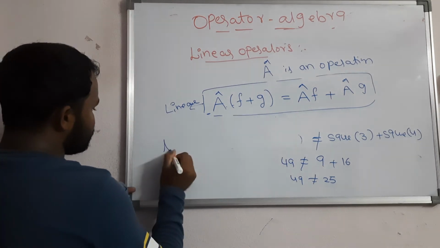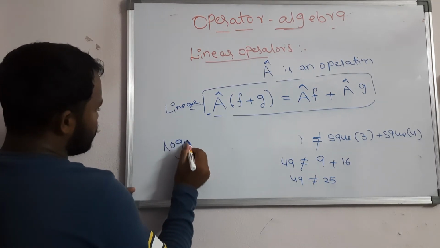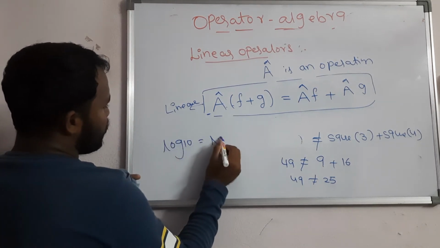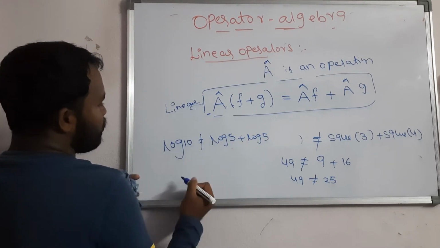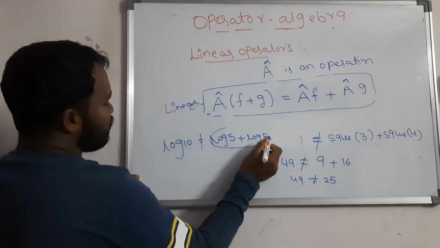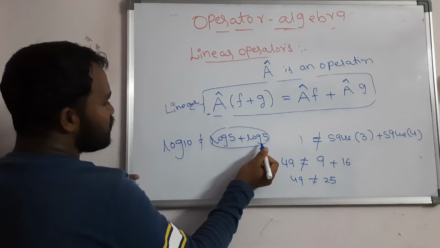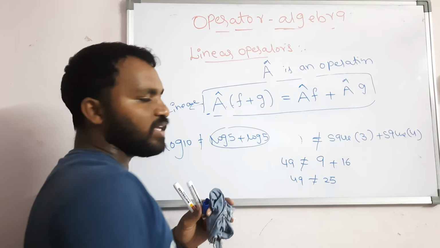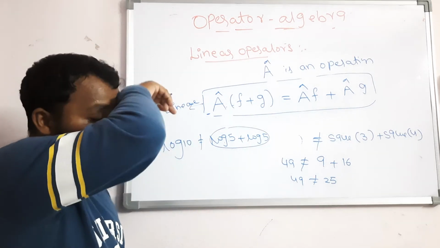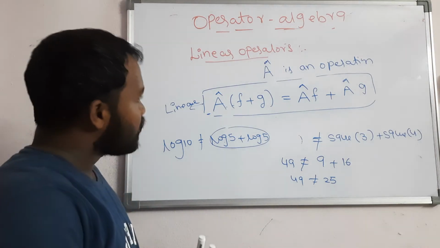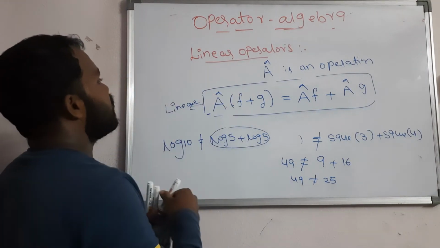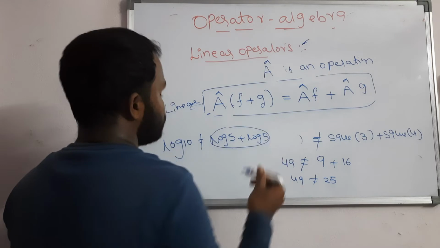One more example we will see. If log 10 is there, we can't write log 5 plus log 5. Log a plus log b is log ab, so log 5 plus log 5 is log 25, which is not equal to the log 10 value. So this is about linear operators and non-linear operators. In the syllabus copy generally they mention the linear operators.